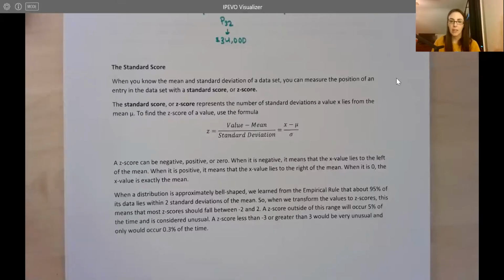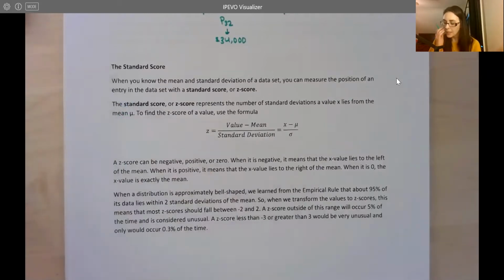The last topic in this section is actually a really important one, and it's a calculation we're going to come back to again and again in later chapters as well. So we will see it again, but it's a good idea to start to understand it now. And it's called the standard score or the Z-score.